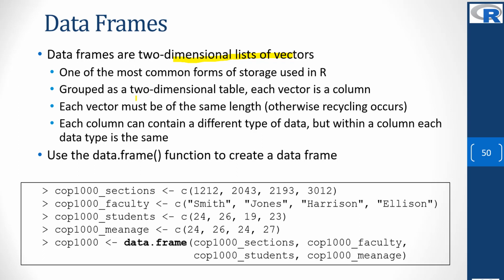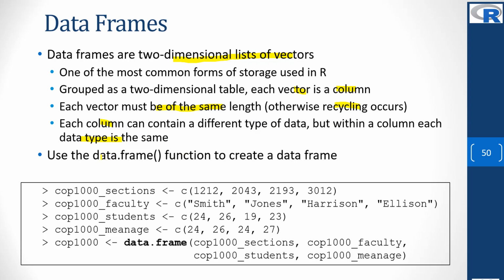We group our data frames as a two-dimensional table. Each vector is a column, and each vector needs to be of the same length unless you want to do recycling. Each column, which is a vector, can contain a different type of data, but because each column is a vector, within a column, the data type is the same.